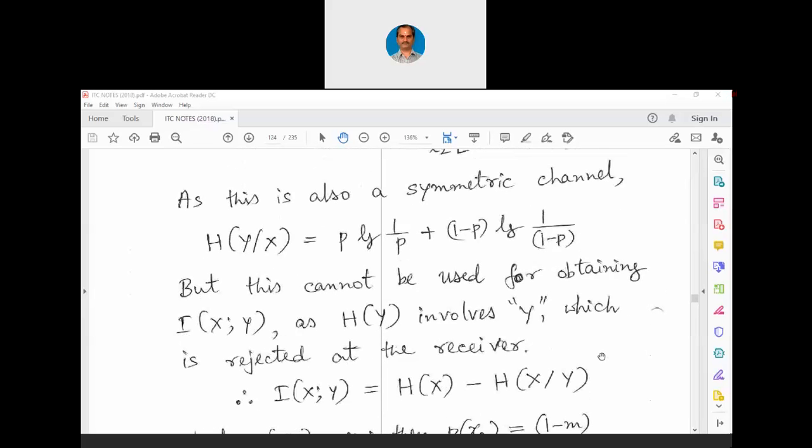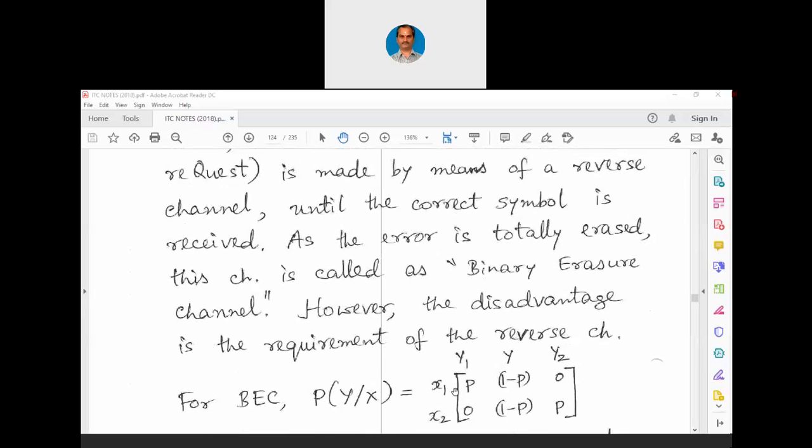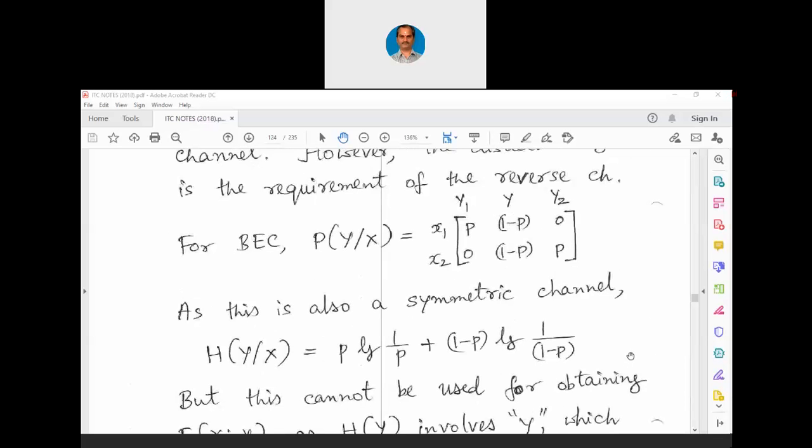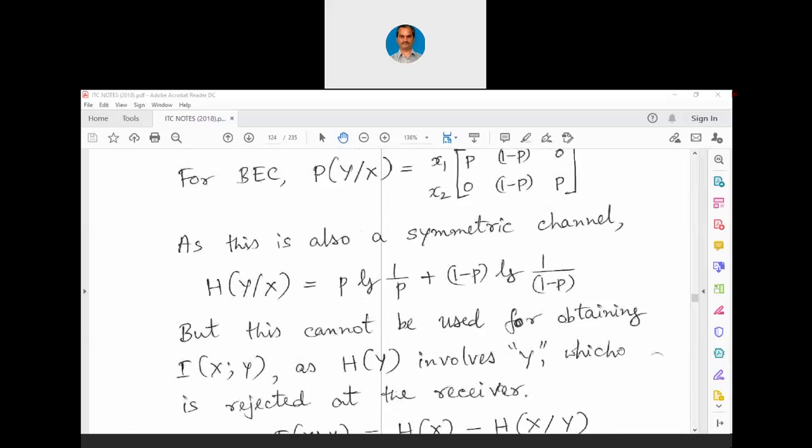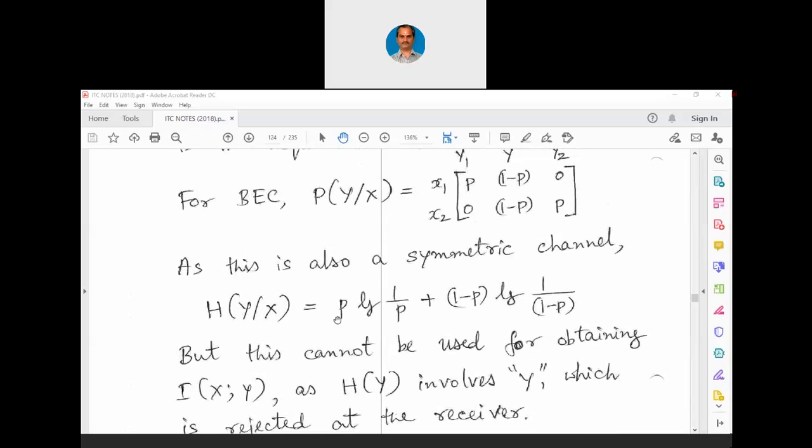So, as this is also a symmetric channel, H(Y|X) is p log(1/p) plus (1 minus p) log(1/(1 minus p)). You can see this is also a symmetric channel. The elements which are there in one row are also there in the other row, but at different columns. So, this is a symmetric channel, and we can write H(Y|X) equals p log(1/p) plus (1 minus p) log(1/(1 minus p)).